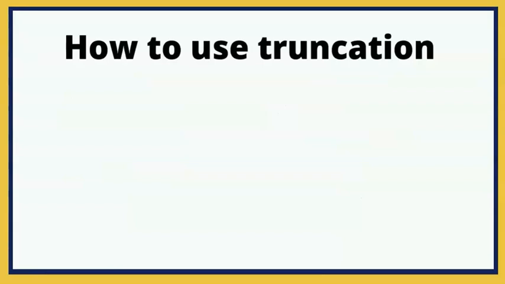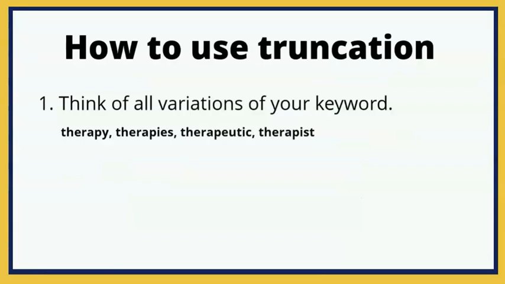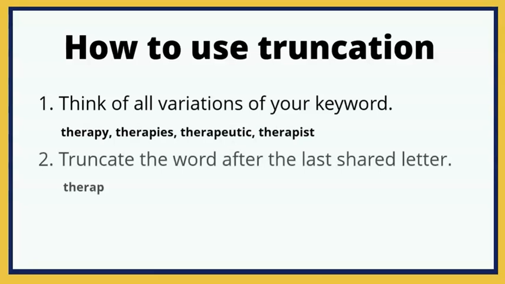So, if you are searching for a word that has many variations, think of all the variations of your keyword. Truncate the word after the last shared letter and add an asterisk at the end. This is an easy way to broaden your search without having to include all variations of your keywords in your search.